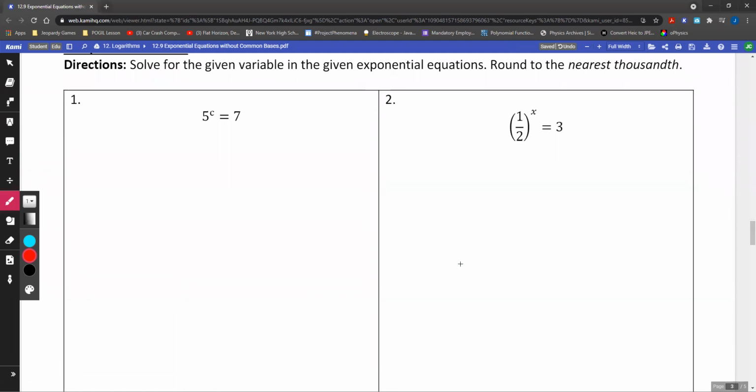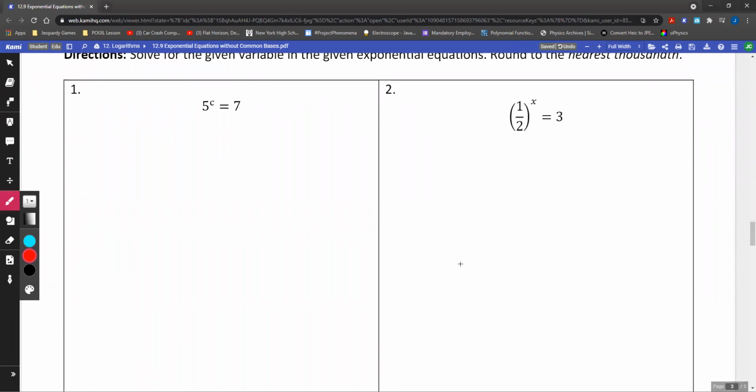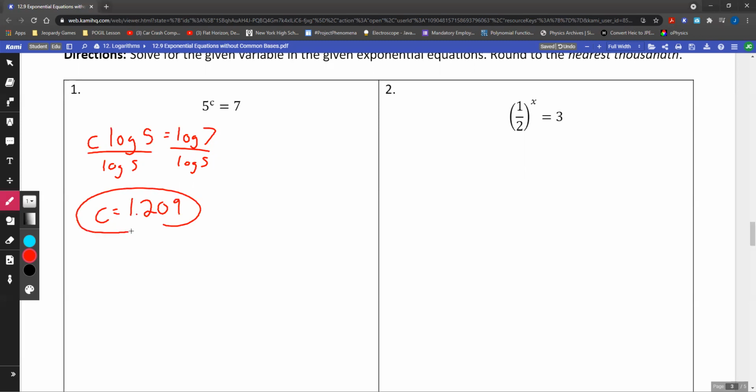Okay. We'll do 2 more, and then I'll see if there's any special questions, because for the most part, it's continuing the same process. So here, 5 to the c equals 7. So take the log of both sides. Divide both sides by log 5. So log 7 divided by log 5. To the nearest thousandth, it would be 1.209.